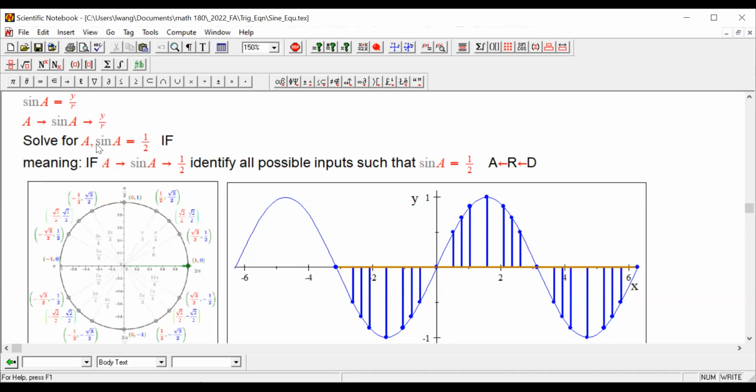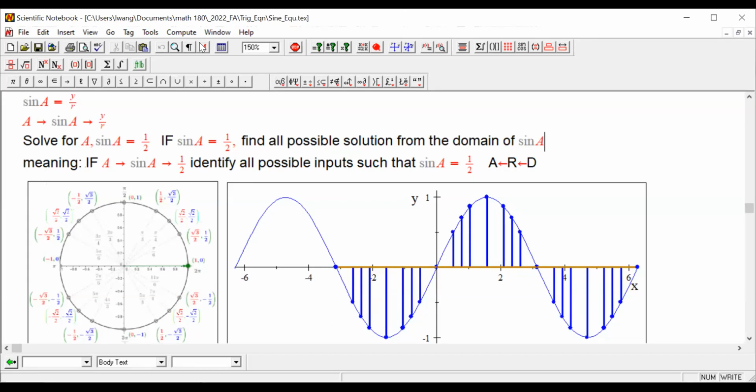If sine of an unknown angle is half, find all possible solutions. So these are the interpretations, all possible solutions. From where? The question is, find all possible solutions from where? From the domain of sine. What is the domain of sine? All real numbers. So we're looking for solutions in the domain of sine.